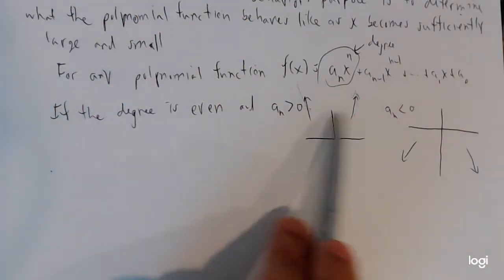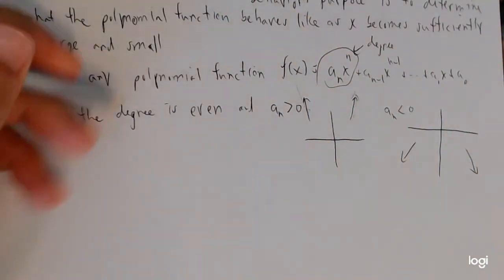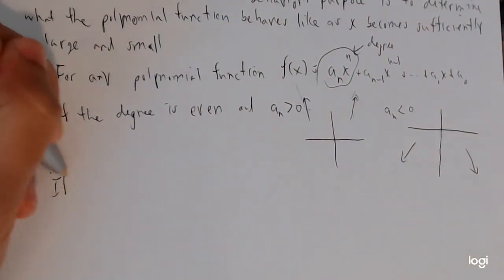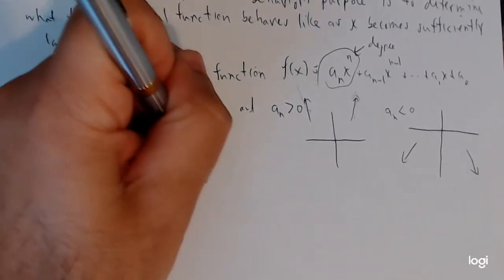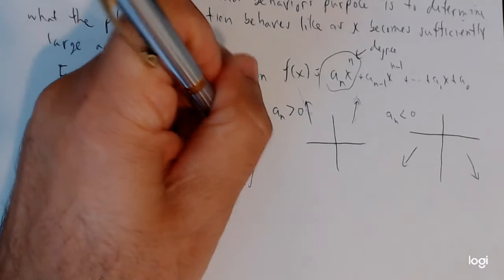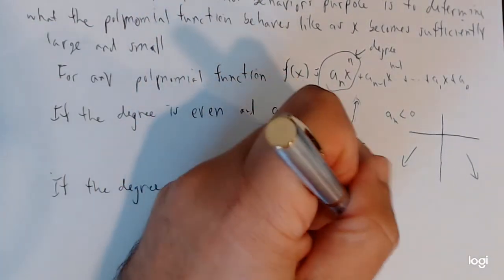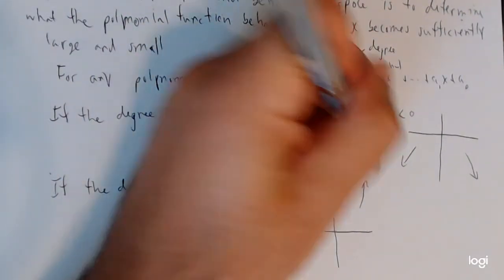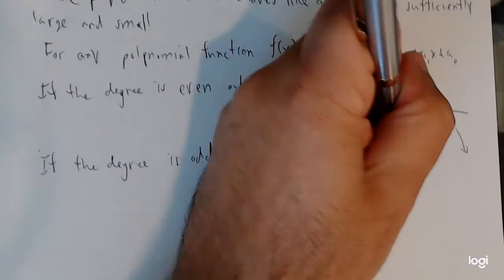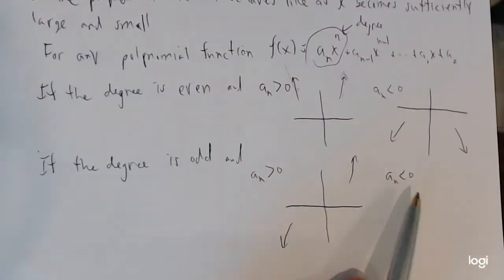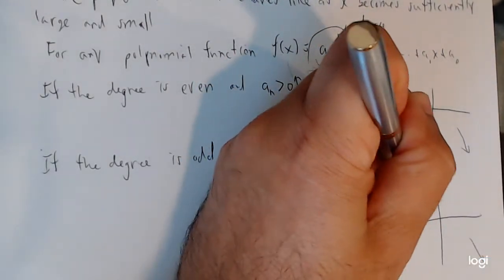So notice how the even case behaves like our x to the second, x to the fourth. That's kind of what it looks like, right? So then, if the degree is odd and the leading coefficient is positive, then my end behavior, as I go to the right, is going to go up forever. As I go to the left, it's going to go down forever. And if the leading coefficient is negative, then it's going to be flipped. So to the right, it's going to go down forever, and to the left it's going to go up forever.